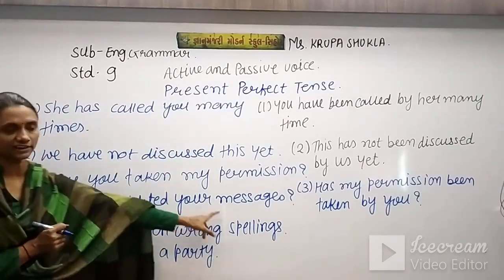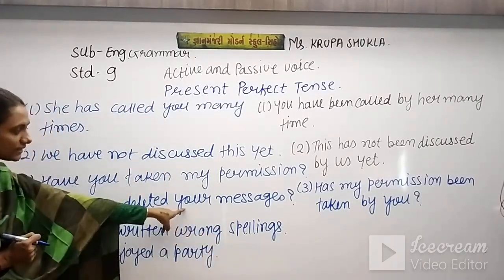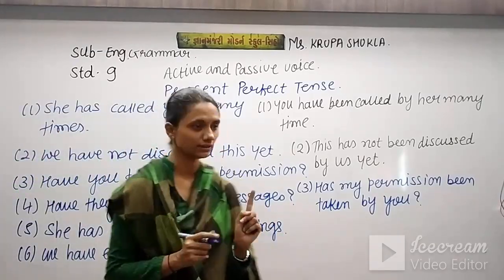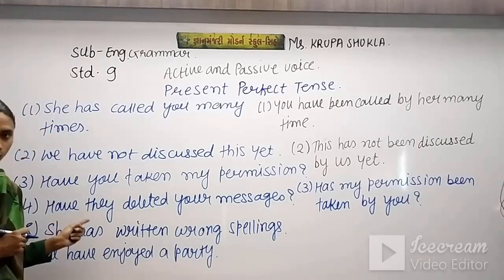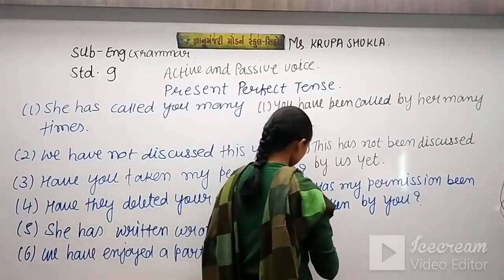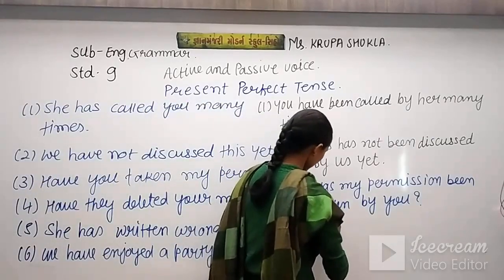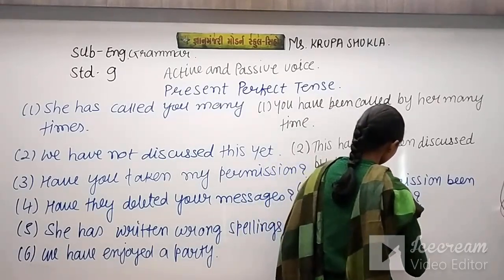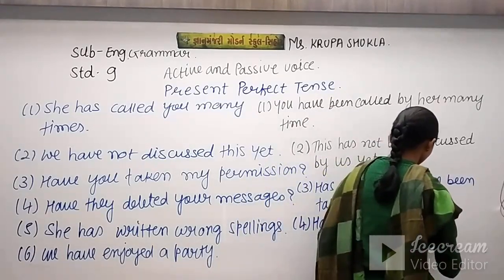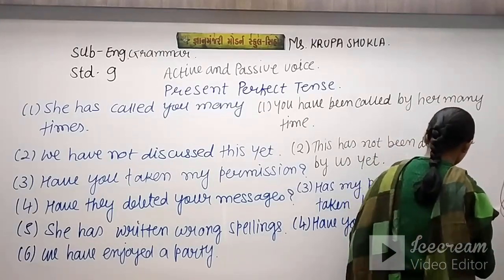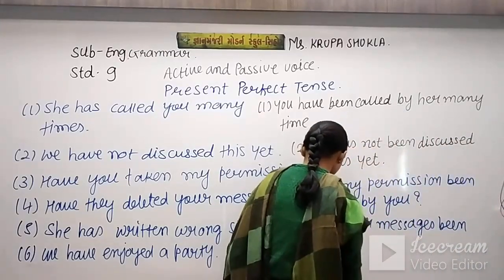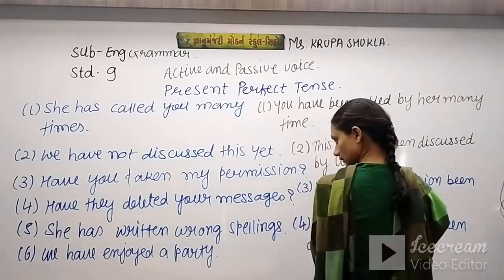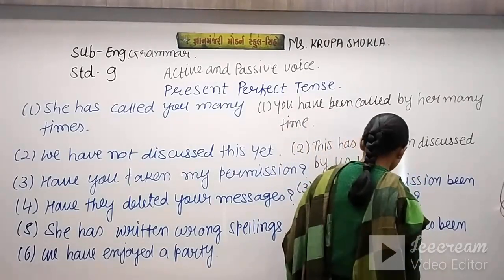After that, we have number 4. Have they deleted your messages? So your messages comes first. Your messages is a plural form, so we will not change this have into has. So number 4 is: have your messages been deleted by them?